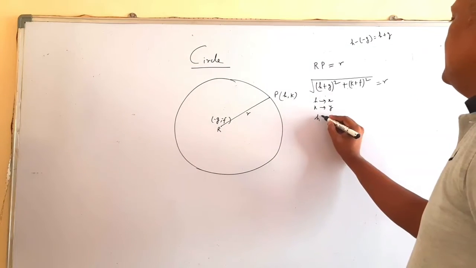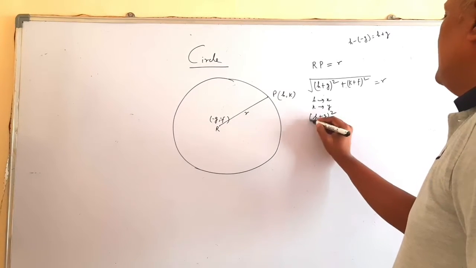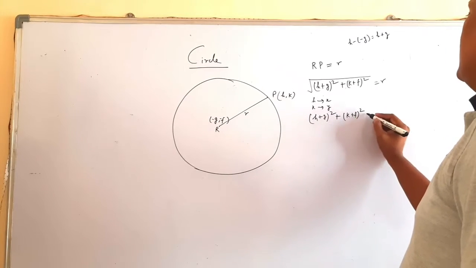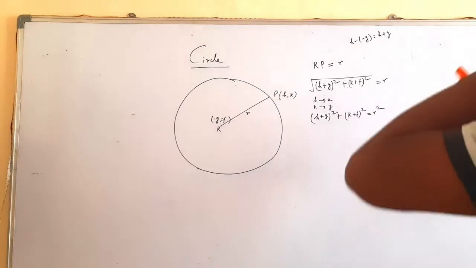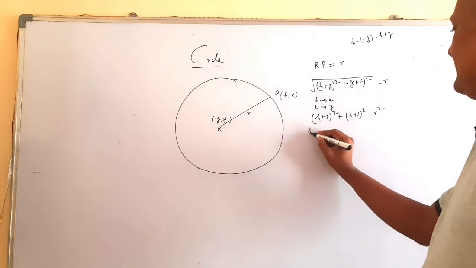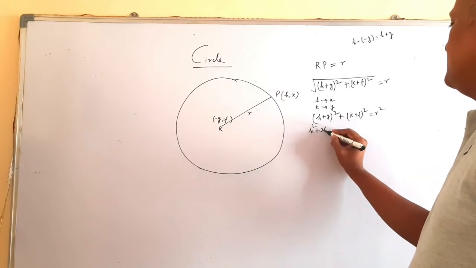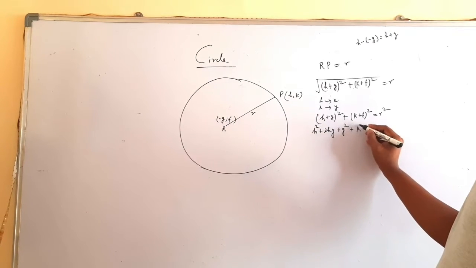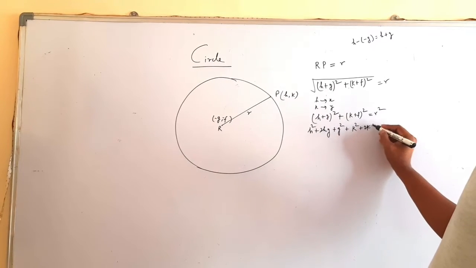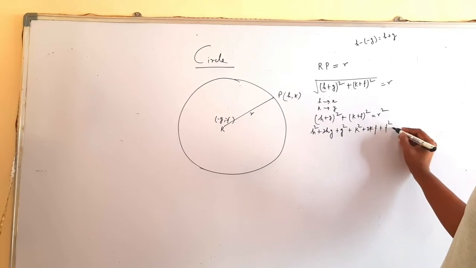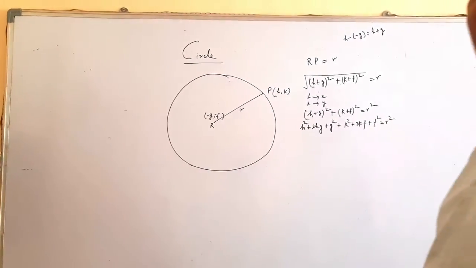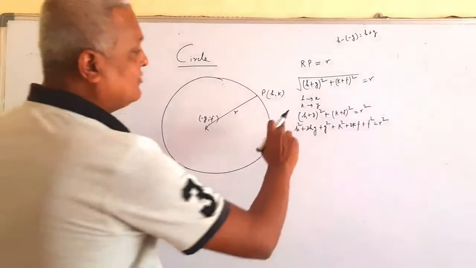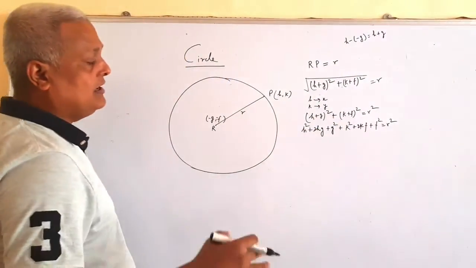So first I will get h plus g whole square plus k plus f whole square is r square, and then I will get h square plus 2hg plus g square plus k square plus 2kf plus f square is equal to r square. So this is how you get our equation, but I have to replace h by x, and that's why I'll give you the proper equation.